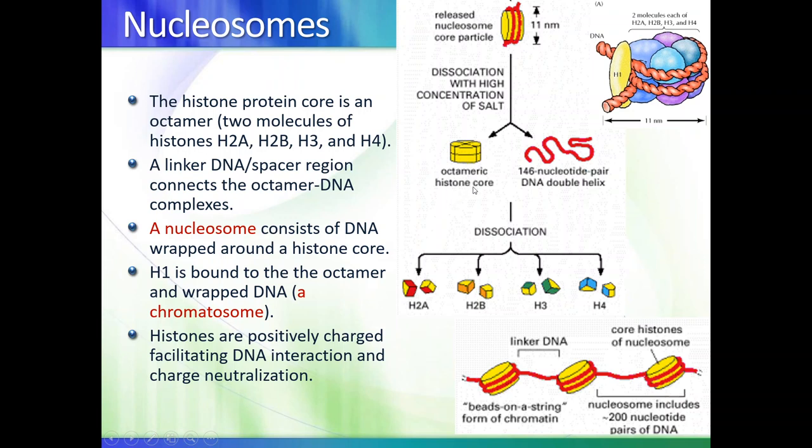Octa means 8. Okay? Now, one would say, well, how about histone 1? Well, histone 1 sort of seals this structure right here. So whenever you have an octamer plus the DNA that is wrapped around the octamer, histone 1 comes in and seals this structure. So a chromatosome does not contain the linker DNA. Okay, so that's the difference between a chromatosome and a nucleosome.